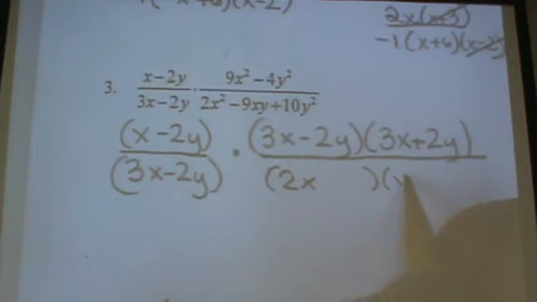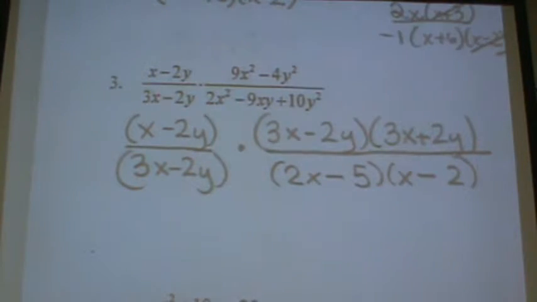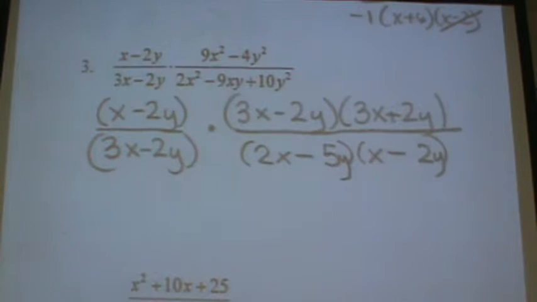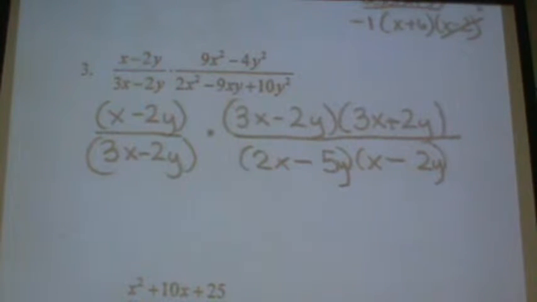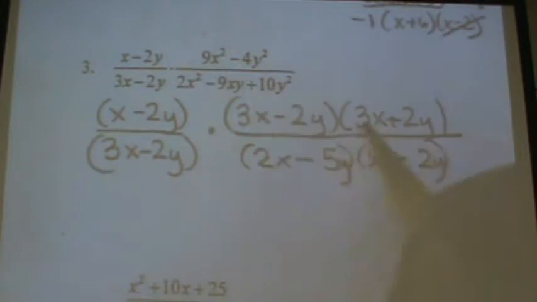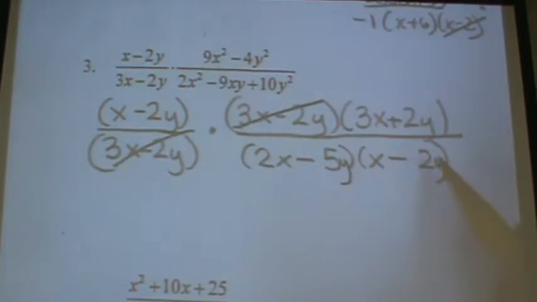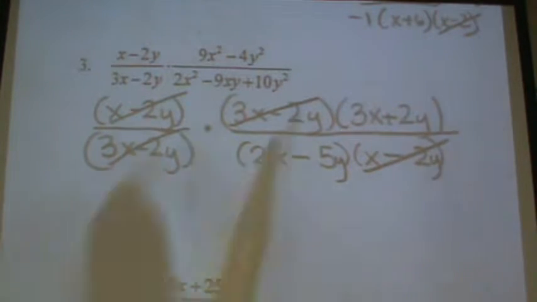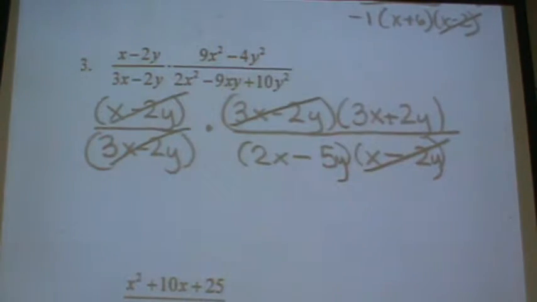Maybe 2x minus x. Oops, I forgot the y. The y here. So what cancels? Those, x minus 2y, those, and what's left? Can you just flip it before you cancel? No, this is a multiplication. Oh, okay. Multiplication, you don't flip. So what's left?